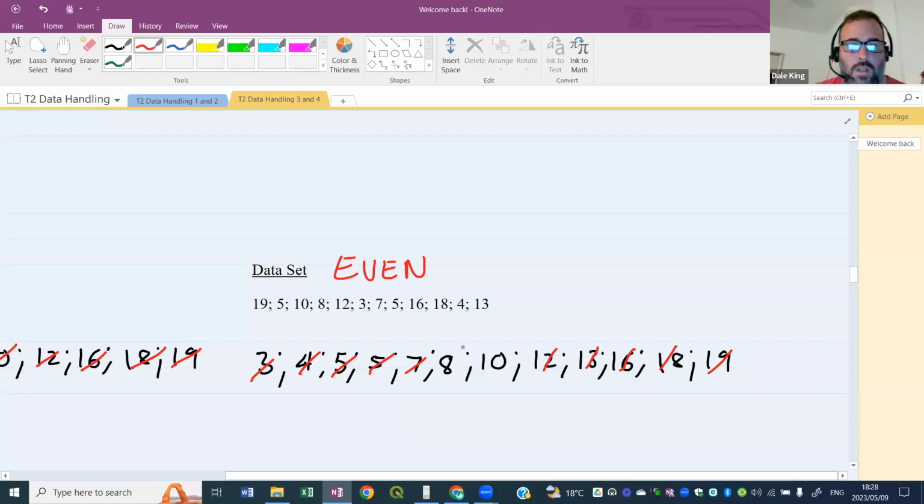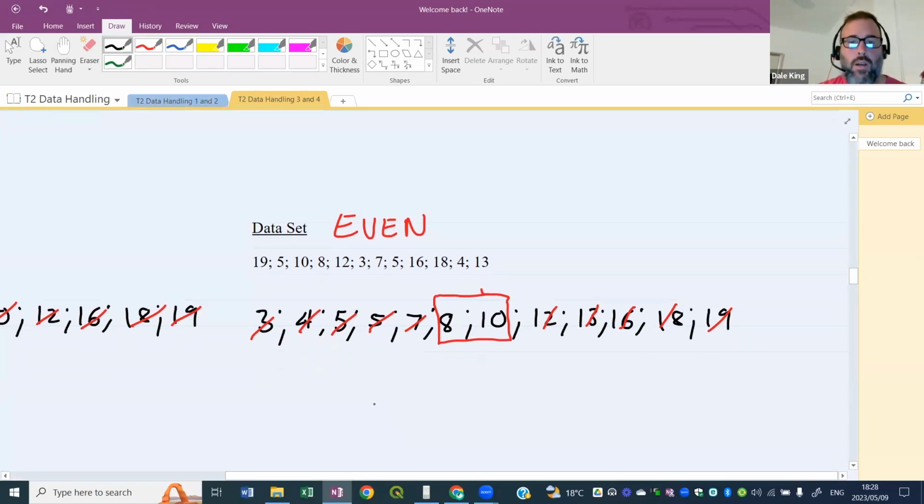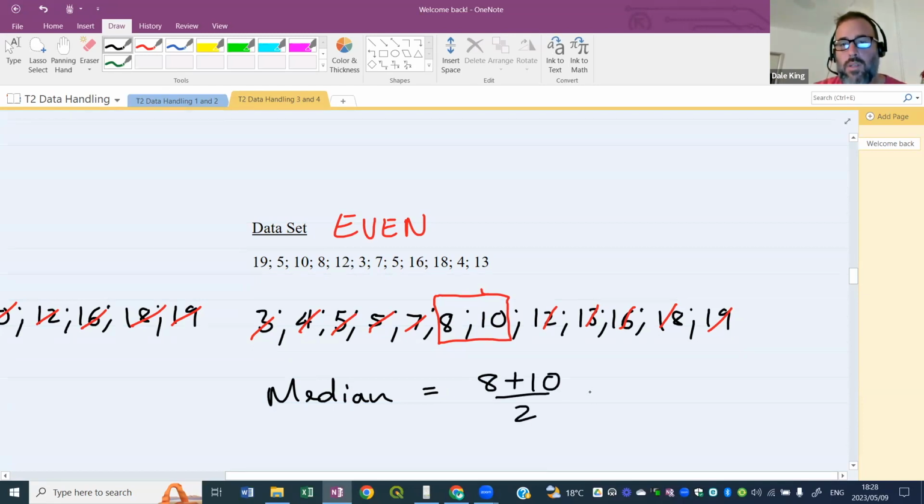Now, Benedict, you mentioned this earlier. When do I add them up and divide by 2? This is the place. So these two numbers here need to be used to calculate the median. So what we do is we add these two up and divide by 2. So the median here will equal 8 plus 10 divided by 2. And 8 plus 10 is 18. And 18 divided by 2 is 9.